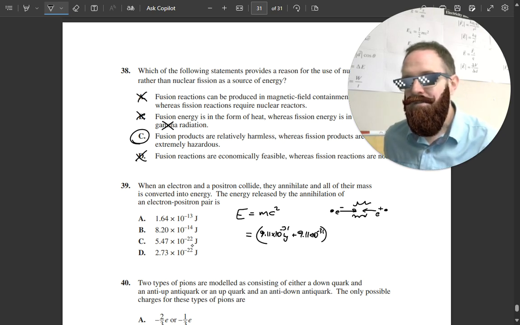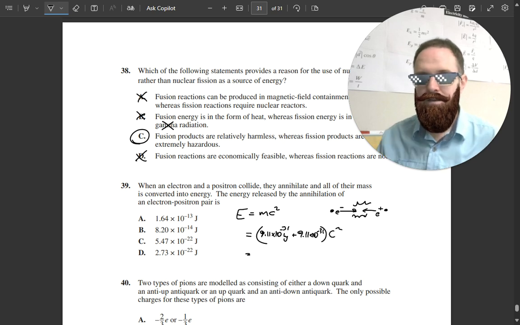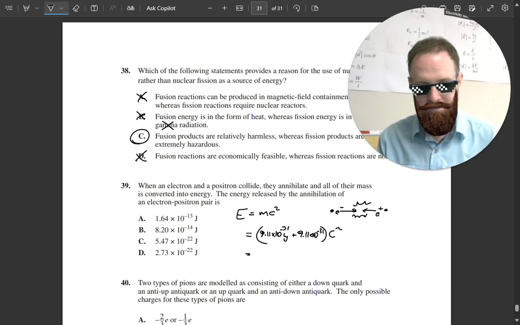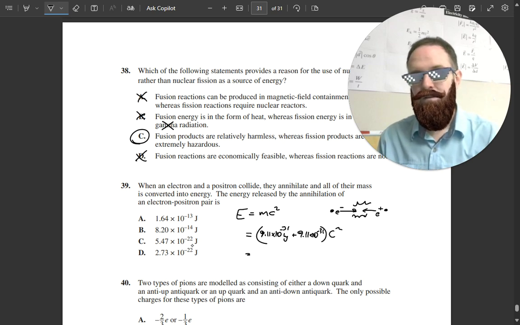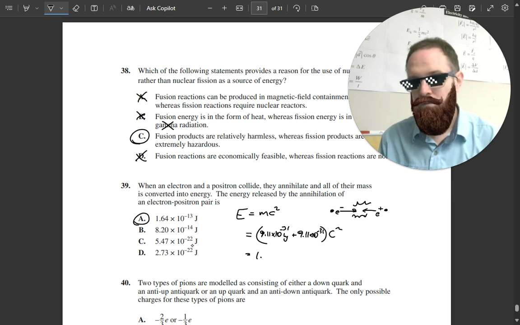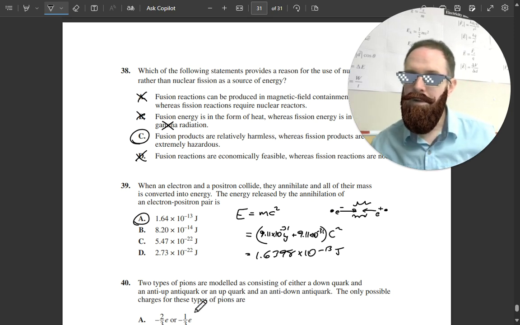Okay. And this is just the speed of light squared. All right. This will end up being joules, so this is actually pretty nice. So I don't have to worry about converting the units here. So 1.6398 times 10 to the negative 13 joules. Quite a bit of energy there.